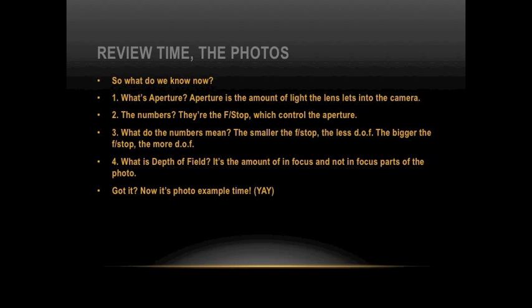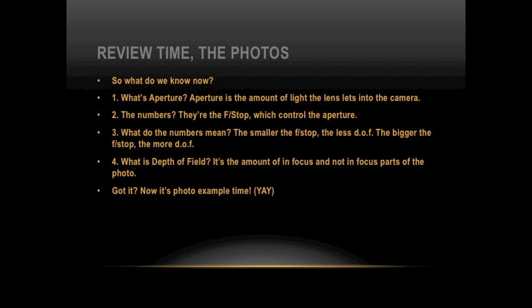Uh-oh, review time. Bet you didn't see that one coming. So, what do we know now? Number one, what is aperture? Aperture is the amount of light the lens lets into the camera. Number two, the numbers. They are the f-stop which control the aperture. Number three, what do the numbers mean? The smaller the f-stop, the less depth of field. The bigger the f-stop, the more depth of field. Number four, what is depth of field? It's the amount of in-focus and not in-focus parts of a photo.